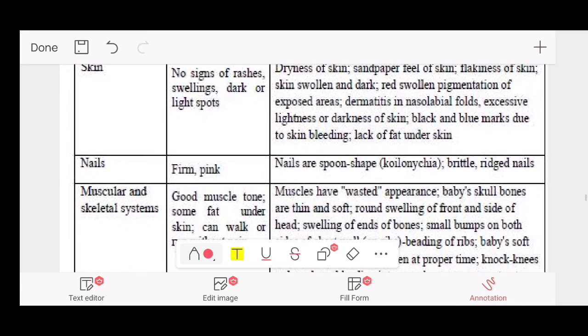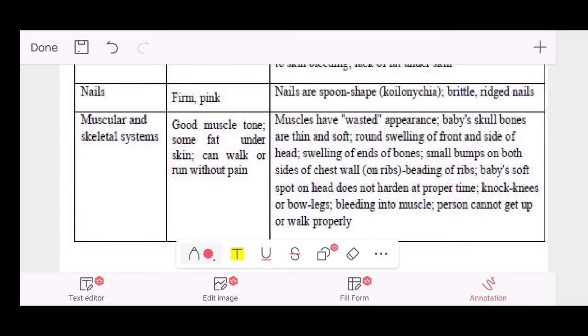In case of skin, no such rashes or swelling will be there in normal people, but the skin will be dry and may peel in the malnutrition condition. And nails, in the normal condition they will be firm and pink, and the muscular level will be good with good muscles. In malnourished people, nails are spoon shaped and the muscles will be wasted. In babies, skull bones are thin and soft, with round swelling, and the bones will not be so good.